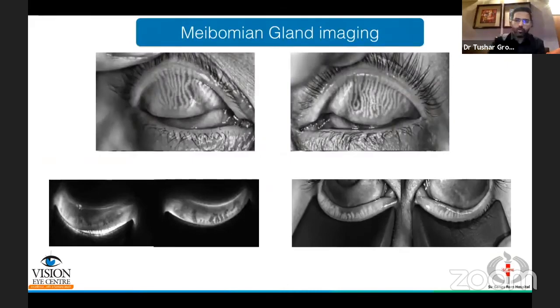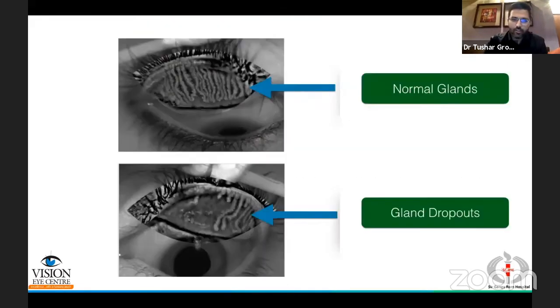And these are Meibomian gland images that you see. What you see on top here is an individual with relatively normal Meibomian glands. There is some amount of tortuosity here, but otherwise not much dropout. However, when you look at the individual below, you see there is a huge amount of dropout of glands.